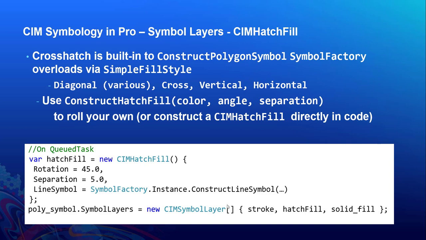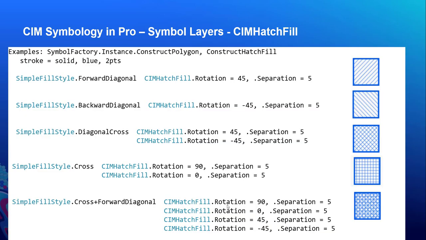So here I'm just making a hatch fill, new SimHatchFill. I'm applying a rotation of positive 45 degrees, a separation of 5 points between the hatch lines, and then I'm just providing a line symbol that I'm pulling from the symbol factory, whatever that one is that I've chosen. So here's some examples. Let's say that we're using the ConstructPolygon overload for the symbol factory or the ConstructHatchFill. Doesn't really matter.